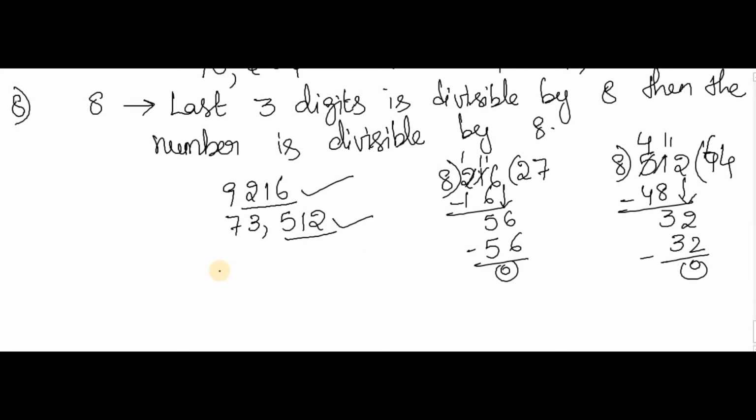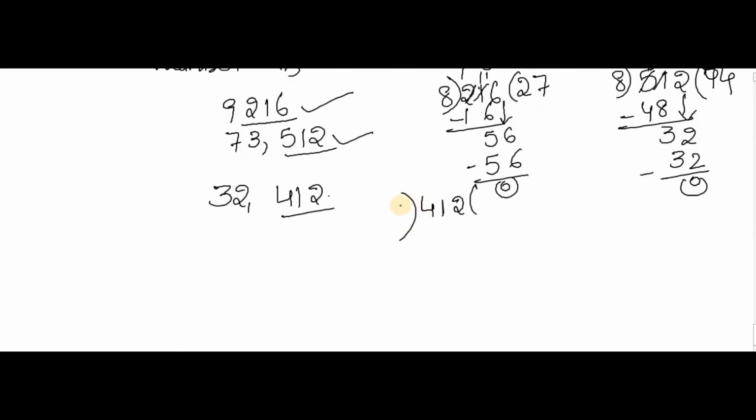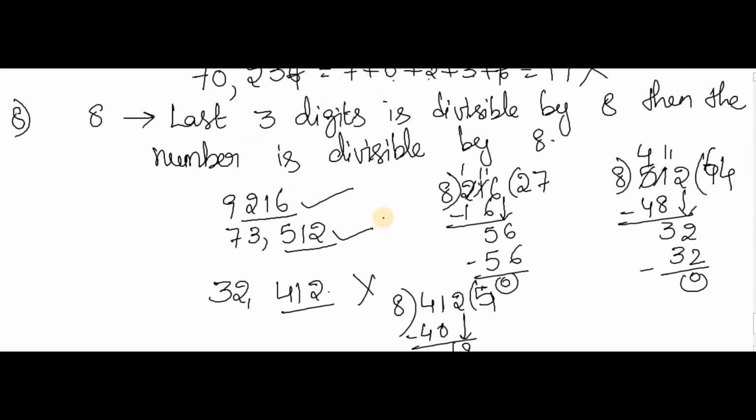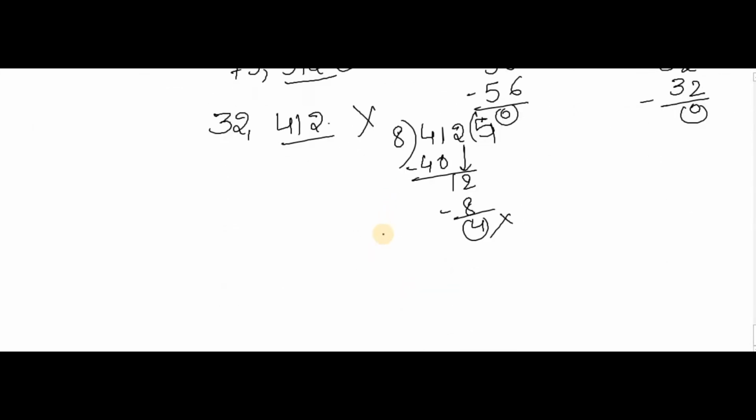We'll go with one more number, 32,412. We will see whether this is going to be divisible by 8 or not. 8 2s are 16, 8 3s are 24, 8 4s are 32, 8 5s are 40, 12, 8 1s are 8, and you'll get a remainder here. So this number is not divisible by 8. And in this way, by seeing the last 3 digits, if it is divisible by 8, then you can say the number is divisible by 8.